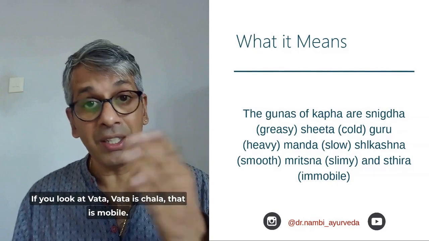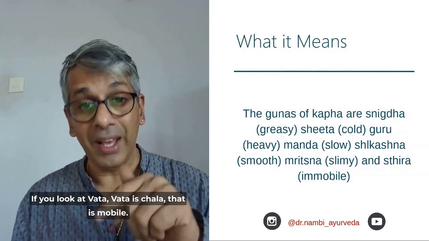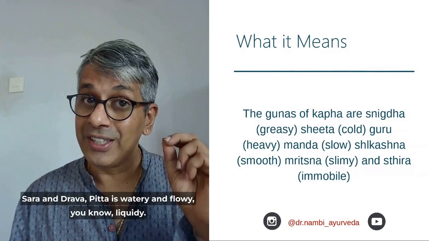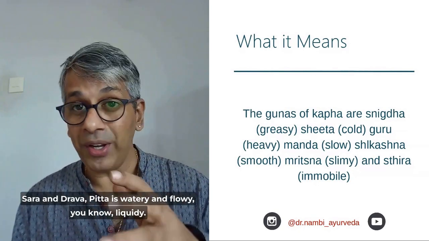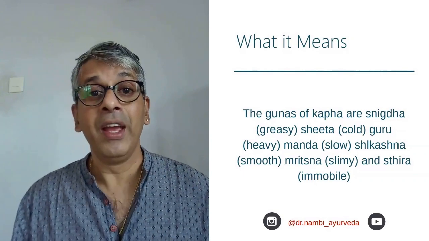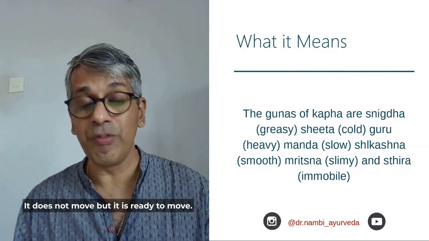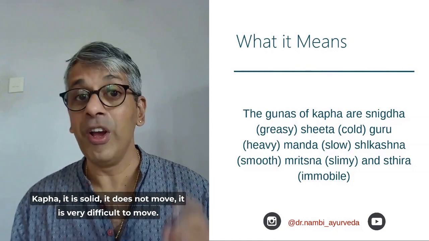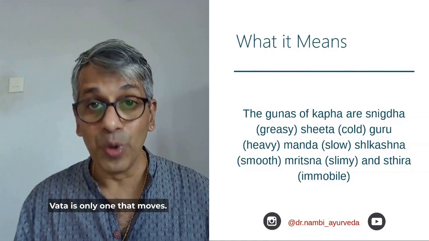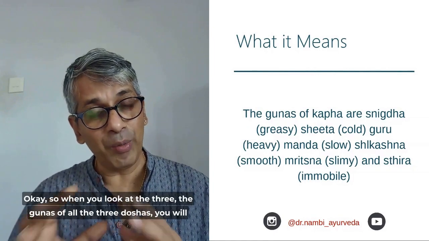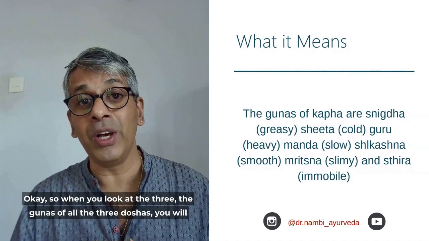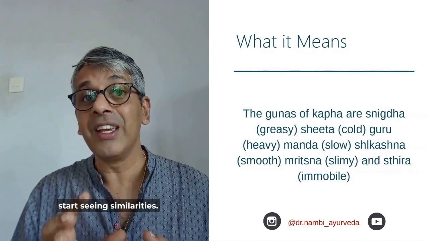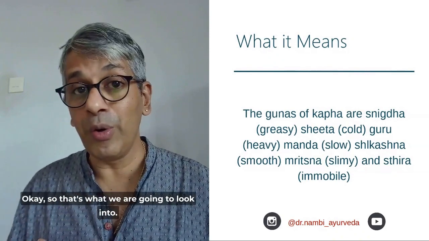If you look at vata, vata is chala, that is mobile, and kapha is immobile. Pitta is sara and drava; pitta is watery and flowy, liquidy. It does not move, but it is ready to move. Kapha is solid, it does not move, it is very difficult to move. Vata is the only one that moves. When you look at the gunas of all three doshas, you will start seeing similarities. That's what we are going to look into.